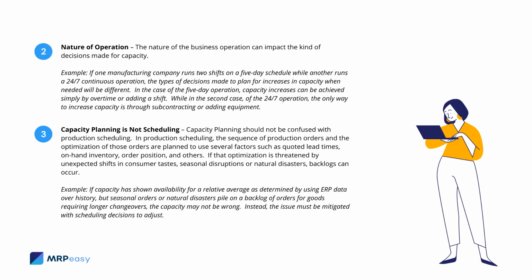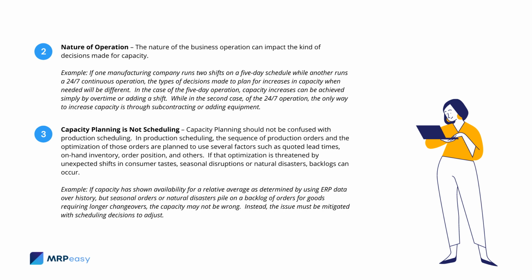2. Nature of operation. The nature of the business operation can impact the kinds of decisions made for capacity. Example: if one manufacturing company runs 2 shifts on a 5-day schedule, while another runs a 24/7 continuous operation, the types of decisions made to plan for increases in capacity when needed will be different. In the case of the 5-day operation, capacity increases can be achieved simply by overtime or adding a shift. While in the second case of the 24/7 operation, the only way to increase capacity is through subcontracting or adding equipment.